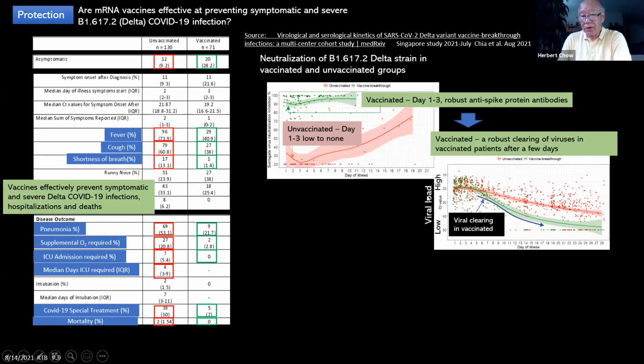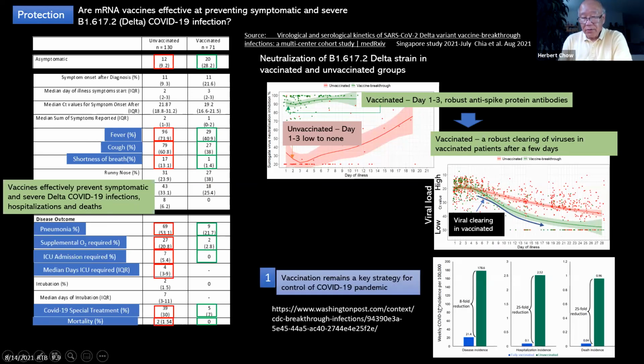So remember, viral load indicates how much virus is in your specimen, which indicates the infectivity or the infectiousness of your sample. You can see that the vaccinated groups over time clear the virus and it worked well. So vaccine works.